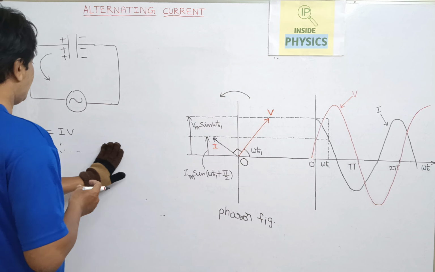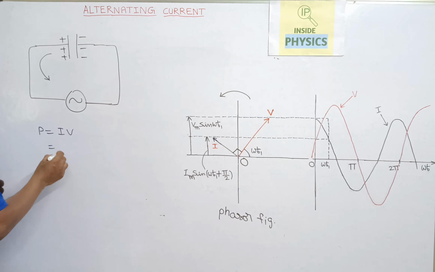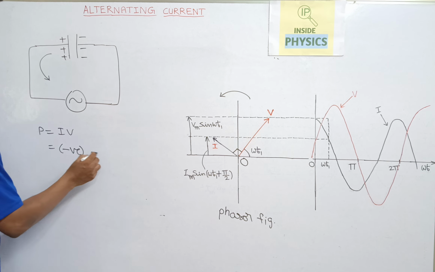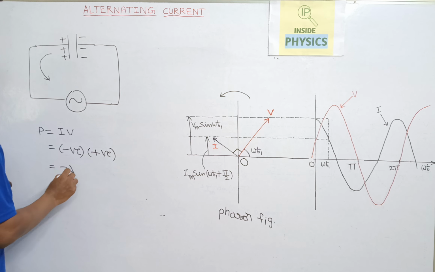Here when the charge is decreasing, as per the formula I is equal to dq by dt, the current is negative and the voltage is positive. So the power comes out as negative. Here the power consumed is thrown back, given back to the source.